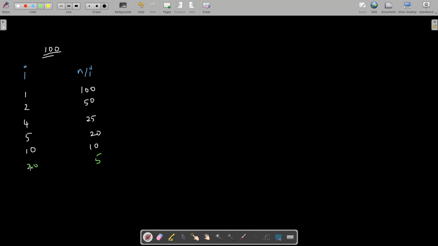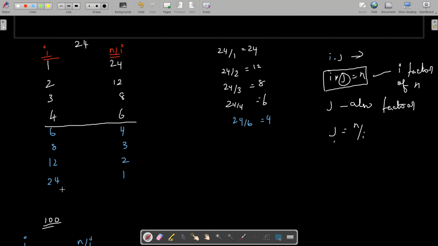So let's take 25. 25 is a factor of 100. Then 4 is also a factor of 100. Let's take 50, then 2. Let's take 100, it's 1, right? So do you observe something here? First just check the observation here. What is your observation? We need not check up to 24 to get the factors of 24. We can check up to 4. That is enough. Why? Because i and n by i.